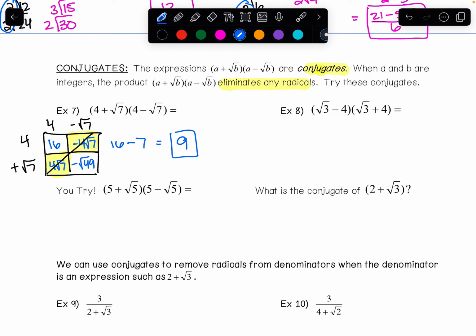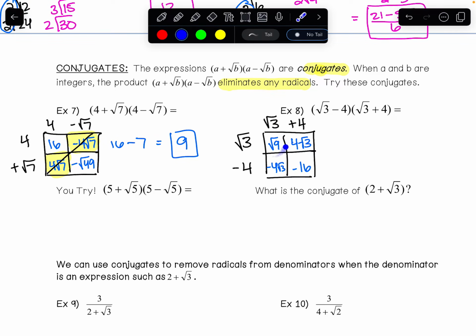Go ahead and pause the video and try number 8. So on number 8, I'm going to have the square root of 3 minus 4 times the square root of 3 plus 4. So I'm going to have the square root of 9, 4 square roots of 3, negative 4 square roots of 3, and negative 16.